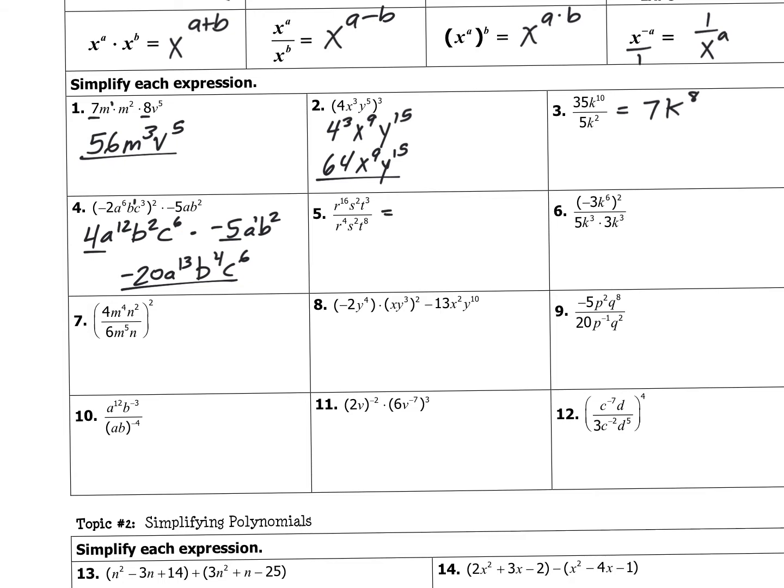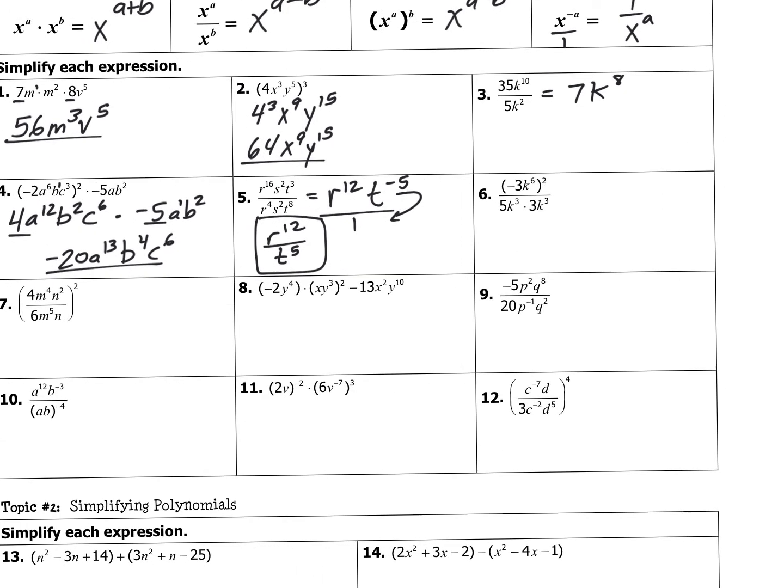Number 5, quotient rule. R to the 16th divided by r to the 4th. Subtract 4 from 16, that's 12. S to the 2nd divided by s to the 2nd is s to the 0. And anything raised to the 0 power is 1. It just goes away. Cancels out. T to the 3rd divided by t to the 8th is 3 minus 8, which is negative 5. Okay, so we can write this over 1, and it doesn't change it. And then to get rid of t to the negative 5th, we're going to move it to the denominator. So the answer is r to the 12th over t to the positive 5th.